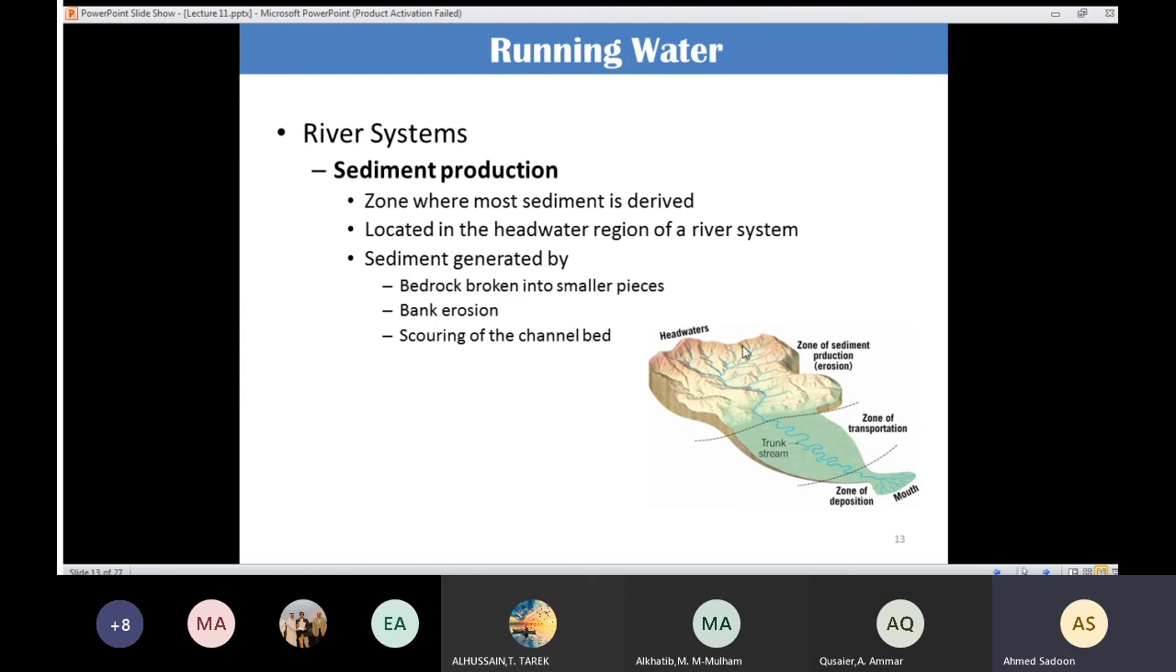So we can have sediments from the broken bedrock, or from bank erosion from the sides of the streams here, or scouring of the channel bed, which means the friction between the lower part of the water and the bedrock scours the channel bed. So in that zone, we could have bedrock broken into smaller pieces, bank erosion, and scouring of the channel bed. Most of these processes take place in the zone of sediment production, where we produce sediments for that region.